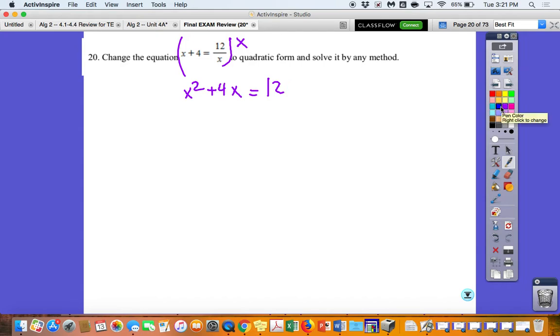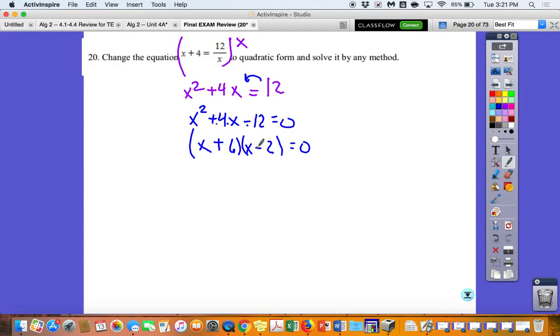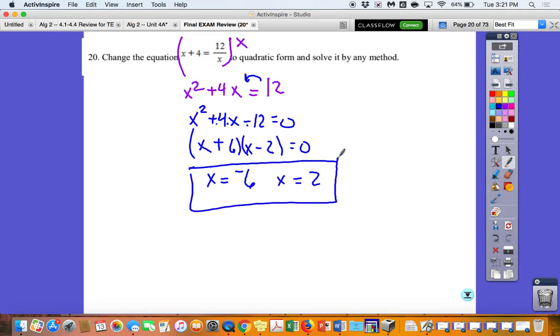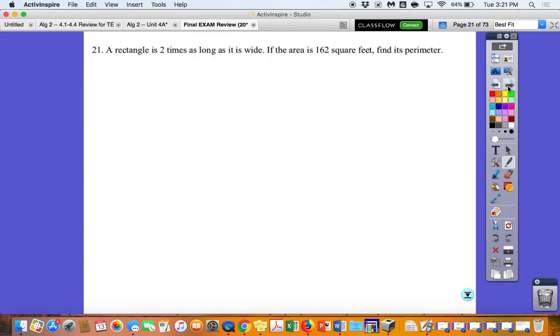Well, let's see if we factor, because factoring would be fantastic. So moving the 12 over, we get it equal to 0. Are there two numbers that multiply to 12 and subtract to give me 4? Yes, there is. That would be 6 and 2. Signs are different. Big one is plus. So that gives me x equals negative 6 and x equals 2. And that's it.